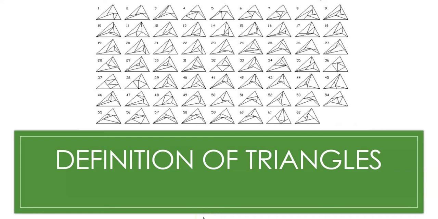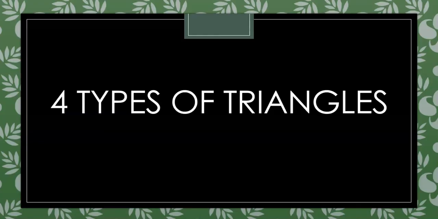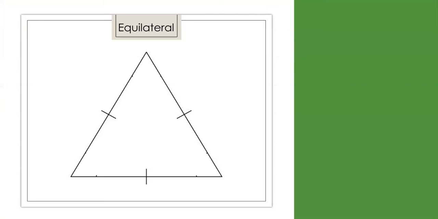The definition of triangles. There are 4 types of triangles that we will go over. The first one is an equilateral triangle. An equilateral triangle has 3 sides that are equal.